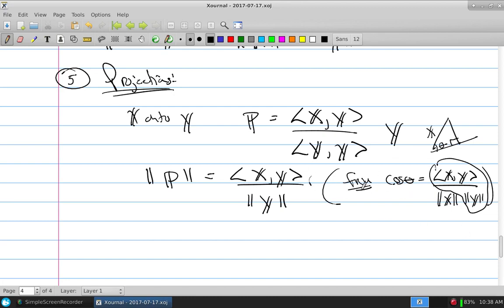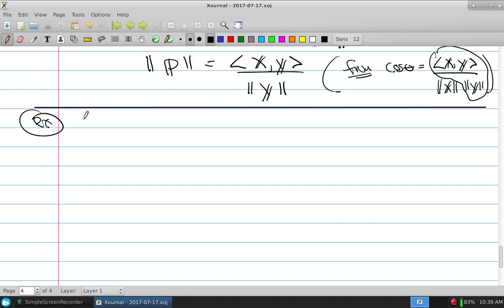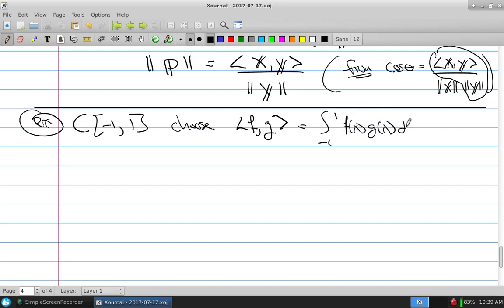Is everybody okay with that? That we've done this before? So it's exactly identical to the Rn space, except we have to ask what's our inner product and how does this work. So example. What if I said I had continuous functional space from -1 to 1, and I choose my inner product to be the non-weighted integral from -1 to 1 of f(x) g(x) dx.